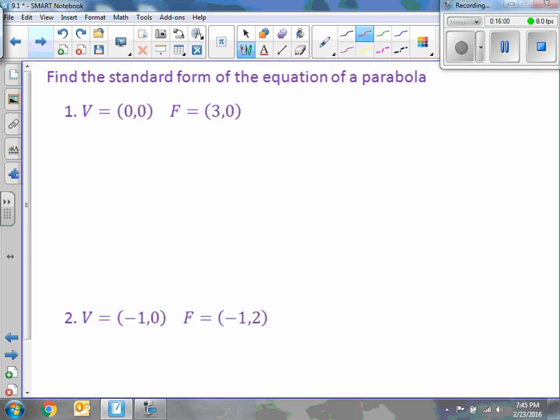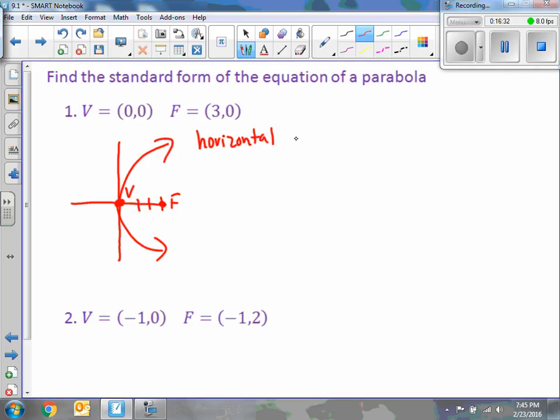Alright, so find the standard form of the equation of a parabola. So when doing these, you always need to draw a sketch. Always, always need to draw a sketch. So what we have right now, we have a vertex at the origin. My focus is at the ordered pair 3, 0. What this tells me right away is I know my focus is going to be inside my parabola, which is going to be going like this. So I know right away it's horizontal.